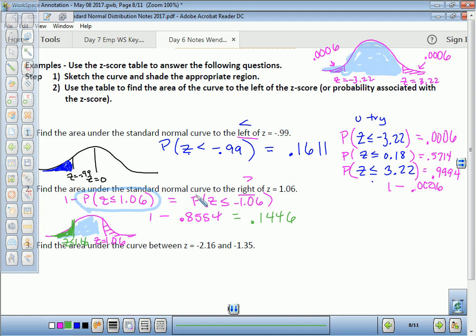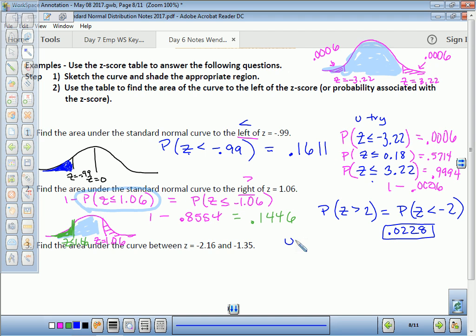So whenever I give you greater than, so if I ask you to find the probability that z is greater than 2, that is going to be the same as the probability that z is less than what? Negative 2. Because of the symmetry of the curve. Okay, and negative 2 would be 0.0228.